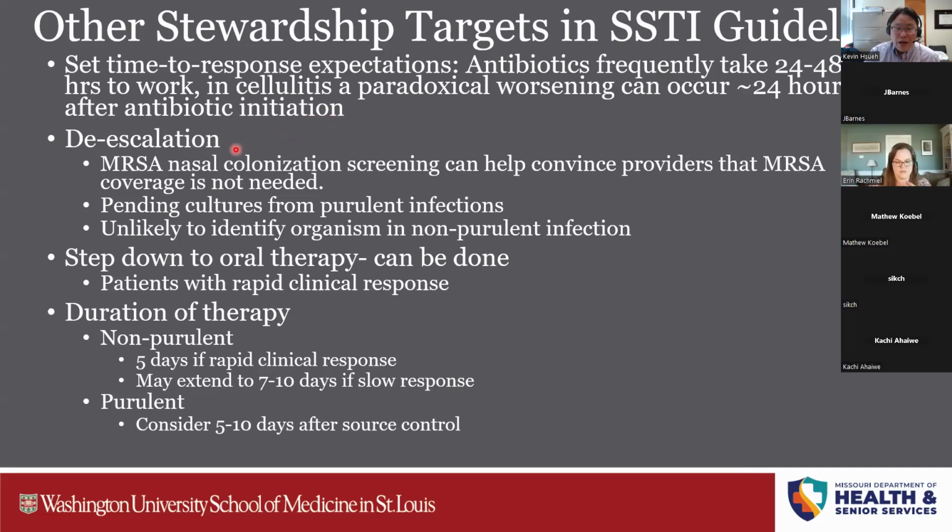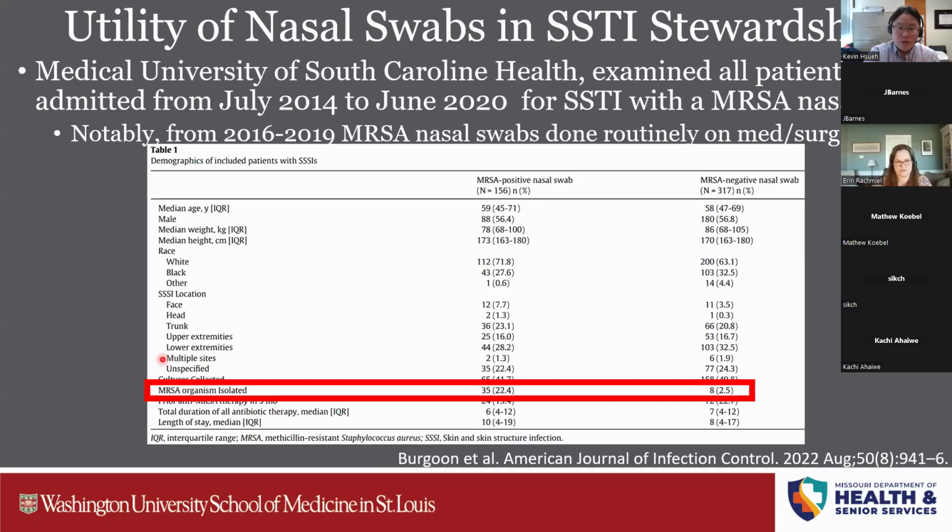Also, you can identify how to de-escalate. So MRSA nasal colonization, again, whether or not there are pending cultures from a purulent infection, and a recommendation on how and when to step down to oral therapy. It often can be pretty rapid, especially with non-purulent cellulitis, and how long to treat for. So you really only need like 5 days, basically, for most non-purulent cellulitis, which is the majority of cellulitis as we see. Purulent is a little bit longer, 5 to 10 days after source control.